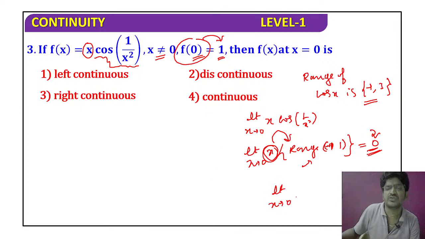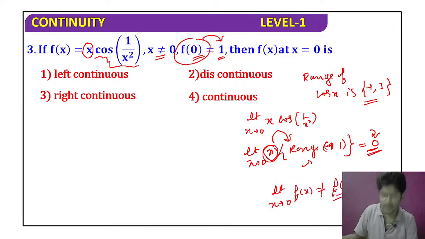Limit as x tends to 0 of f of x is not equal to f of 0. Hence what can you conclude? You can conclude that this is discontinuous. So you can go through this problem and understand.